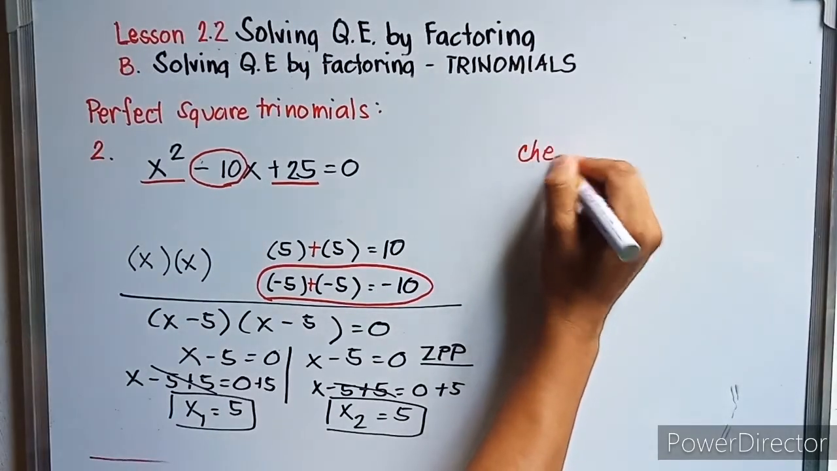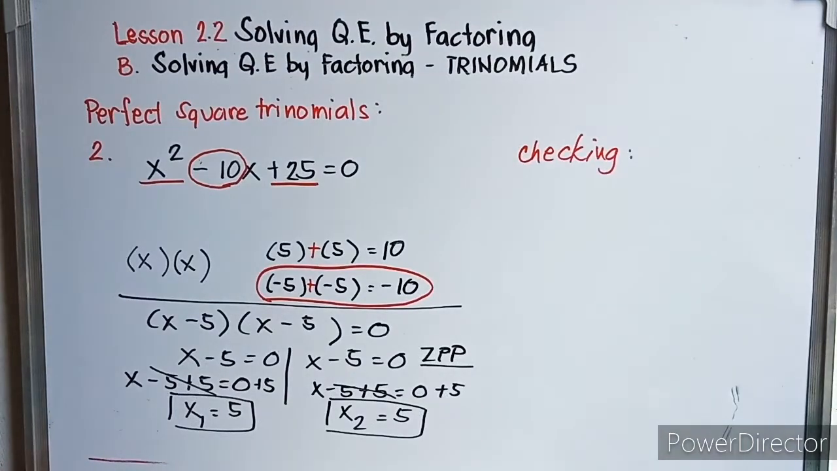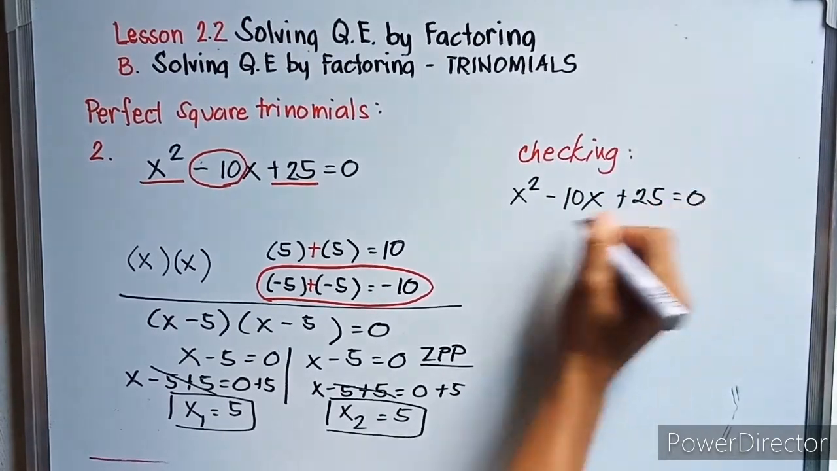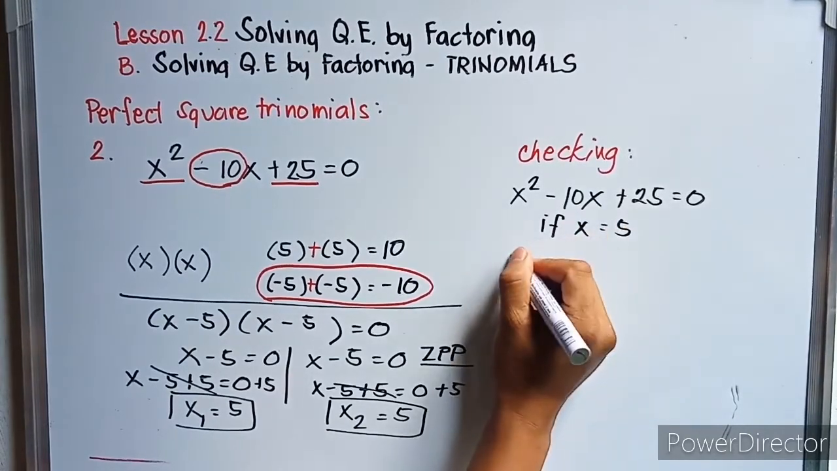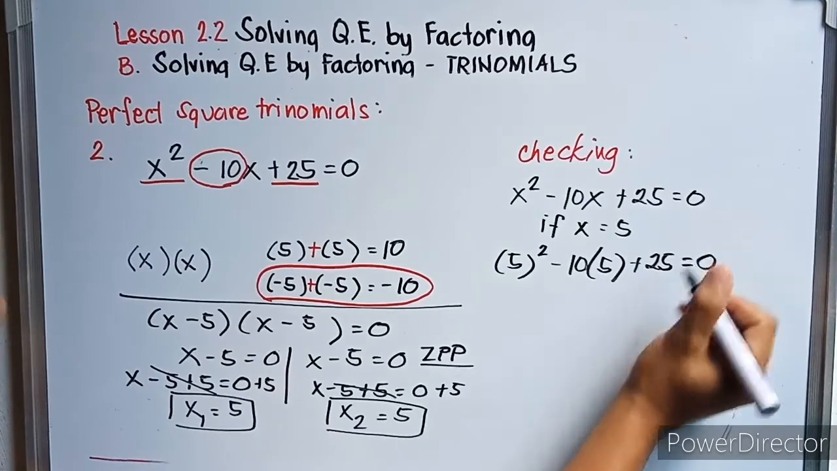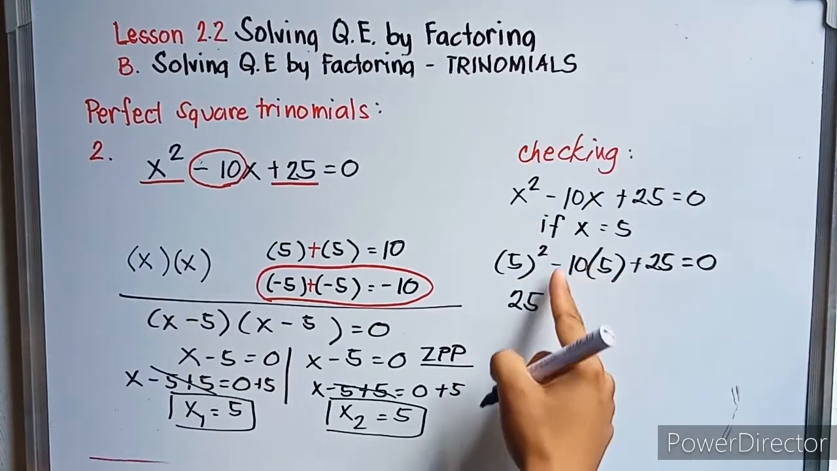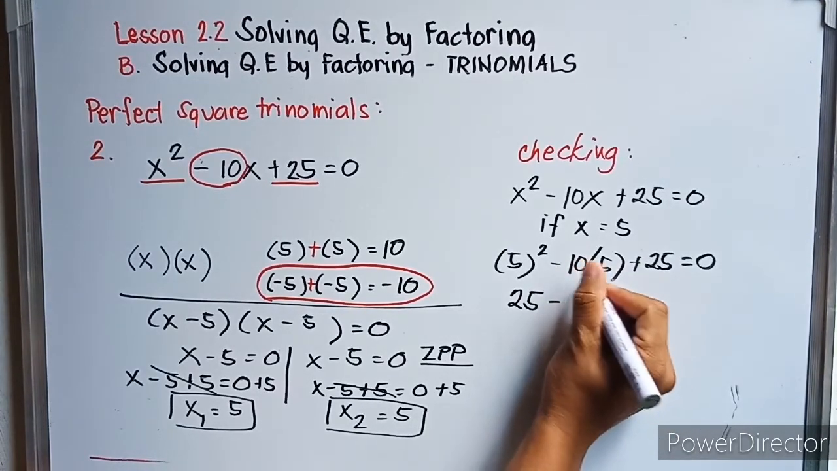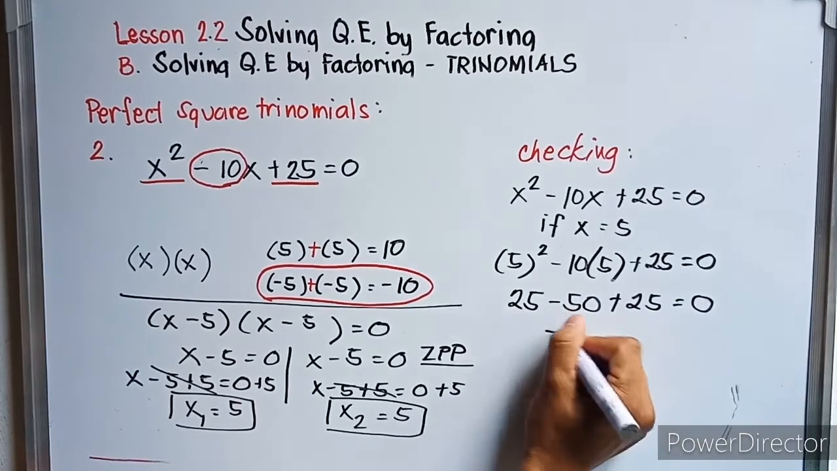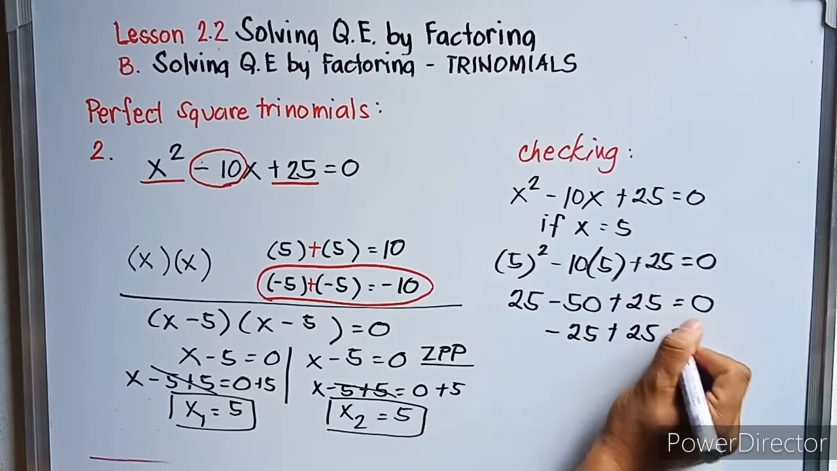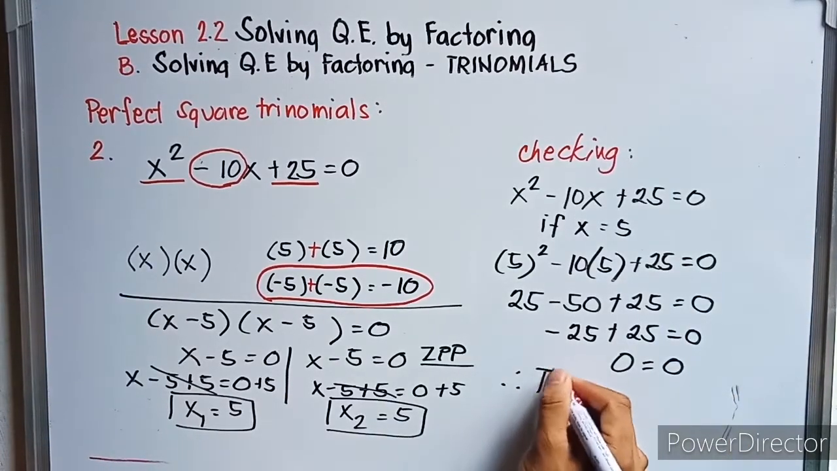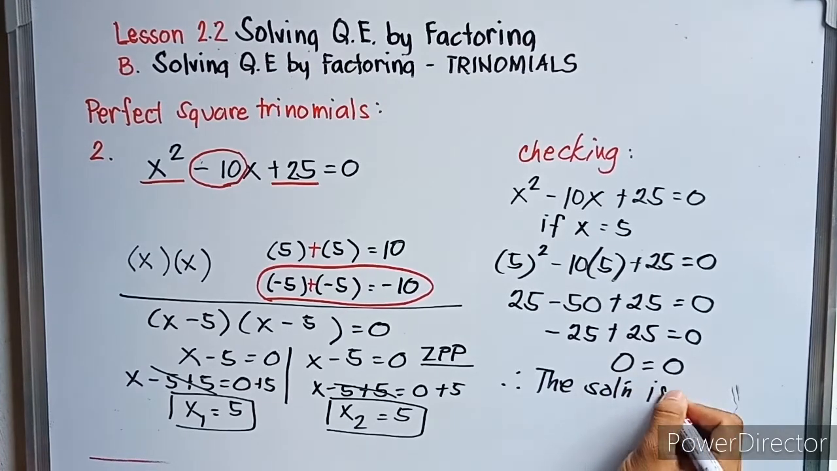So, let's have our checking. We have the original equation, x squared minus 10x plus 25 equals 0, if x equals 5. So we have 5 squared minus 10 times 5 plus 25 equals 0. 5 times 5 is 25. 10 times 5 is 50, negative. Plus 25 equals 0. 25 minus 50 is negative 25. Negative 25 plus 25 is 0, equals 0. Therefore, the solution is 5.